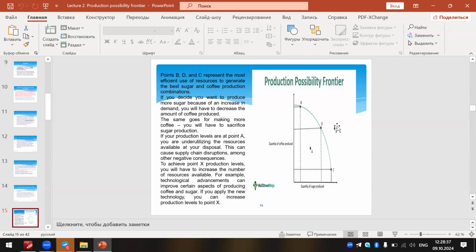For example, technological advancement can improve certain aspects of producing coffee and sugar. And if you apply the new technology, you can increase the production level to point X. But you see, we need to discuss first of all, and to calculate our available resources, our available forces, okay?